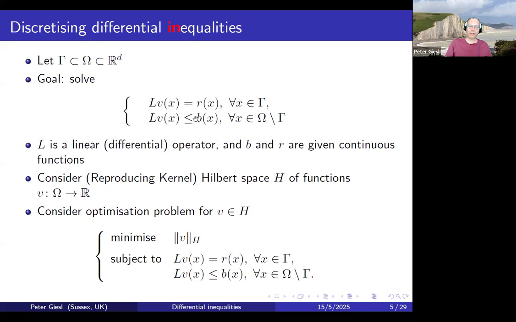But later, we wanted to look at problems where we have some points or some area of omega where we have equality conditions, some inequality conditions. And we basically wanted to do something similar. And this is what we came up with. So N is the same linear differential operator, B and R are given, they're continuous functions, and we want to consider a solution in a reproducing kernel Hilbert space again. So again, we are actually looking for a minimizing function with this property, which is now even more important because we have this inequality.